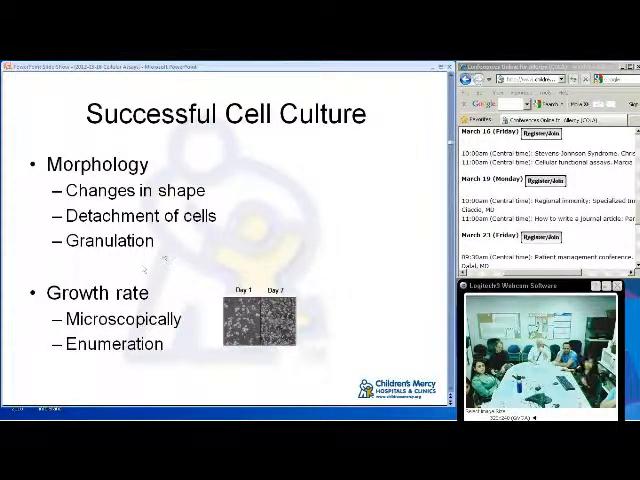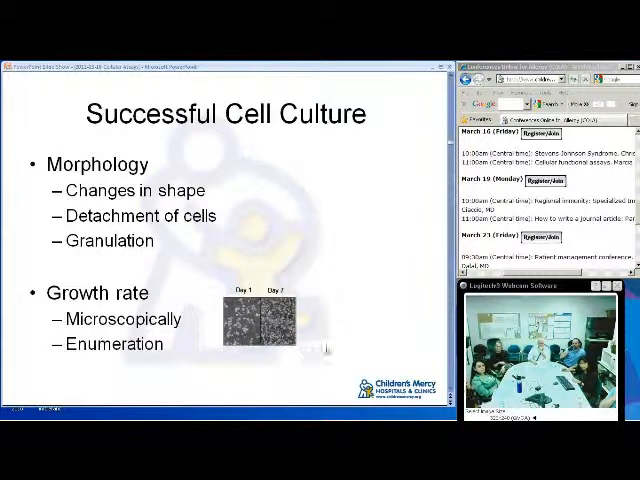Okay. So now, to determine whether or not your cells are growing successfully, you can look at their morphology. If you start to see changes in the shape of the cells, or if the cells, say, grow as a monolayer and you see that they become detached, or you see that the cells are granular, that's not a good sign. That means the cells are in stress. You can also look at their growth rate. If the cells are growing happily, you know that the cells are doing well. And you can measure growth rate just microscopically or by counting them.